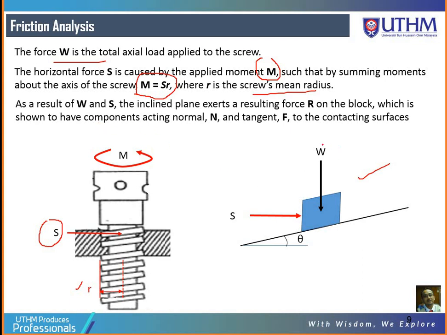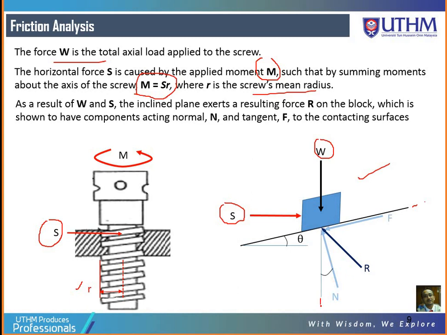As a result of W and S, for sure they will create a resultant force acting on the block. Let's say this is the resultant force acting on the block in this direction. When you put a force to the right-hand side, that will create the resultant force over here. So we break the resultant force into components along the normal axis and in line with the inclined plane.